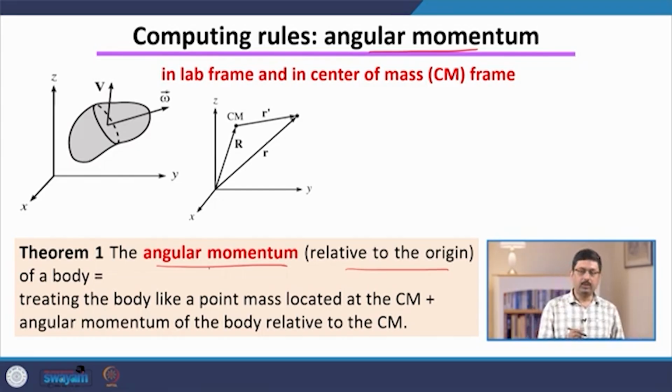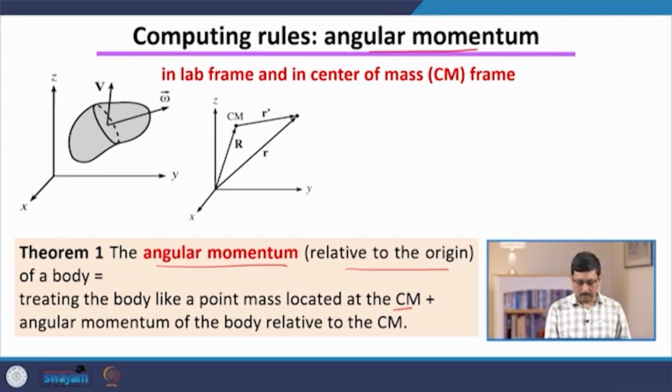So, we want to compute the angular momentum of the object in that frame. That has again two pieces. So, look at the center of mass. Now we are specializing to the center of mass frame, because we shall see in many different cases, out of all the possible reference points, the center of mass is often the simplest choice of the reference point.